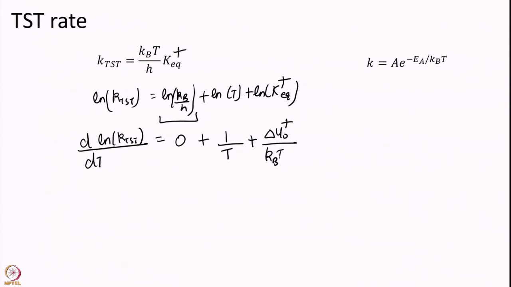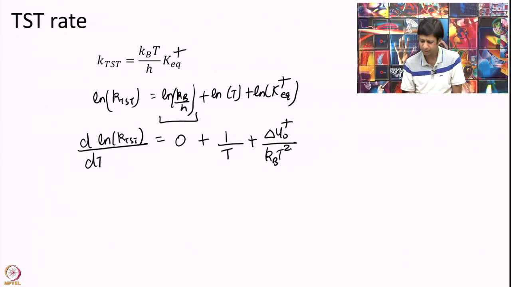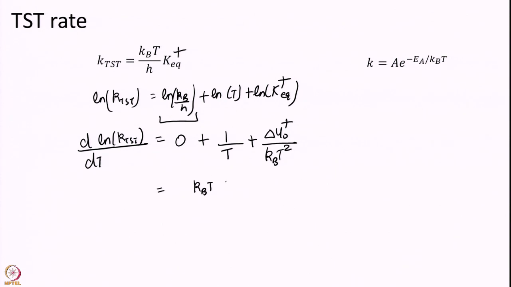over kT squared. As in some slides you might see R, or in some slides you might see kB, they are the same thing, it is just a matter of units. I try to use kB at all places, but if you see R somewhere, do not get worried, it is not a mistake really, it is just a different dimension. So, let me just rewrite this as 1 over T plus delta U naught dagger over kT squared.